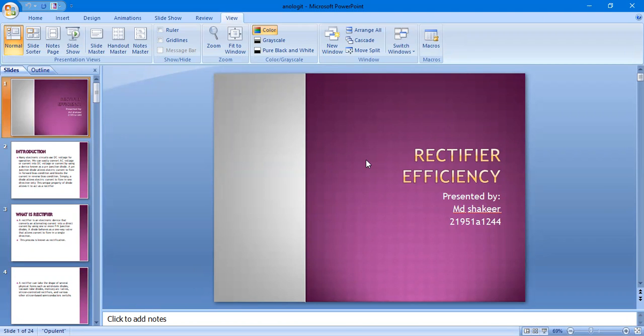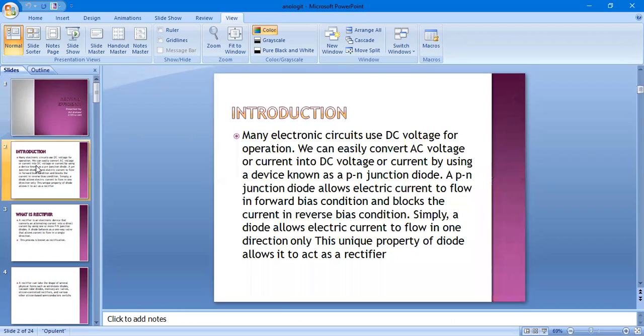Rectifier introduction. Many electronic circuits use DC voltage for operation. We can easily convert AC voltage or current into DC voltage or current by using a device known as a PN junction diode. A PN junction diode allows electric current to flow in forward bias condition and blocks the current in reverse bias condition. Simply, a diode allows electric current to flow in one direction only. This unique property of a diode allows it to act as a rectifier.